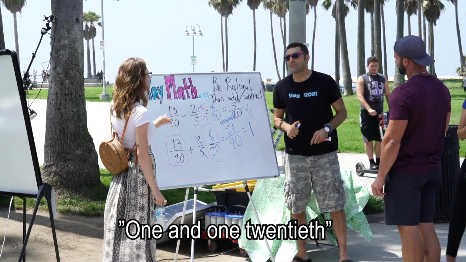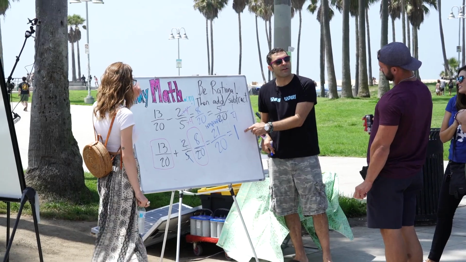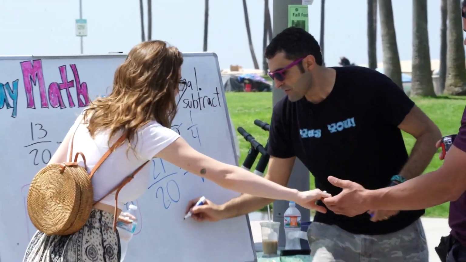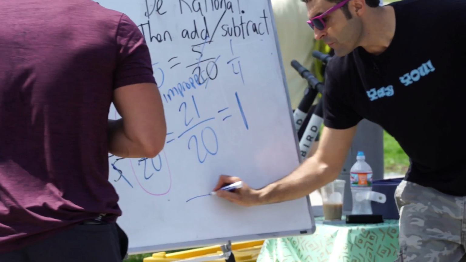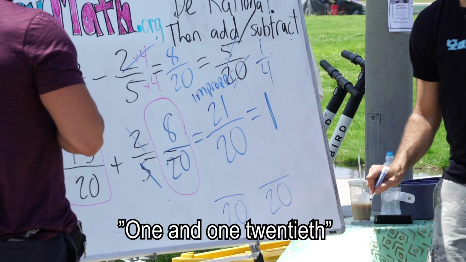1 and 1/20th is the answer. This is not done. I did that on purpose. I'm not done with this problem because I'm hanging with Melissa and now Evan. So here's why. We're asking Melissa, how many 20ths do we have? One more time, Melissa, how many? 1 and 1/20th.